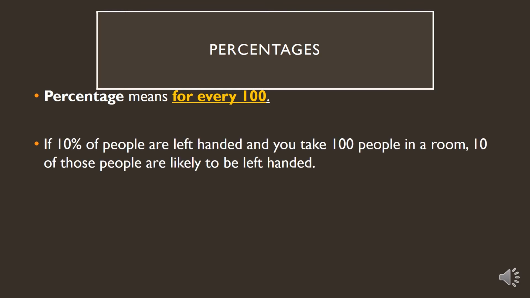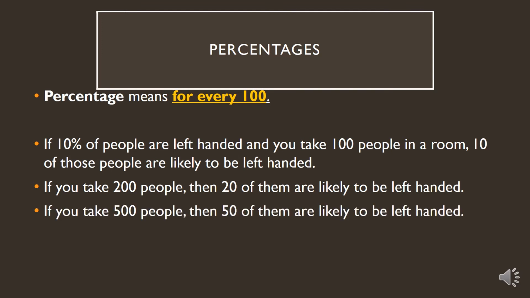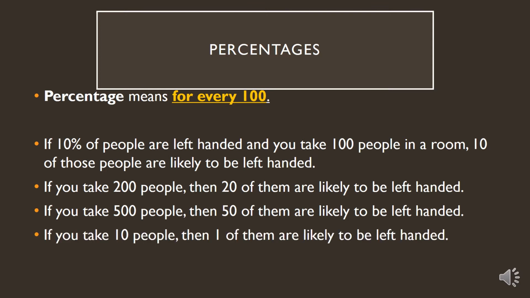For example, if 10% of people are left-handed and you take 100 people in a room, well, 10 of those are likely to be left-handed. If you take 200 people, then 20 of them are likely to be left-handed. If you take 500 people, then 50 of those are likely to be left-handed. Or if you take just 10 people, then 1 of them is likely to be left-handed, and so on.